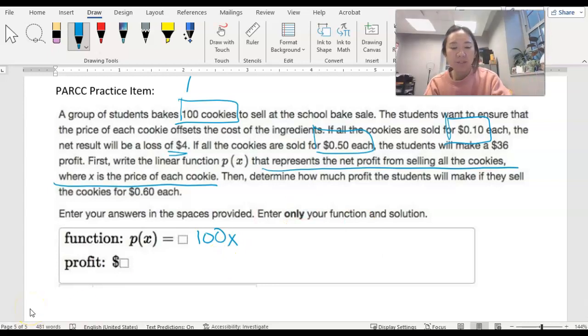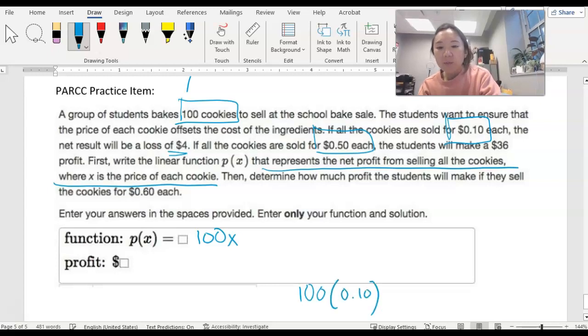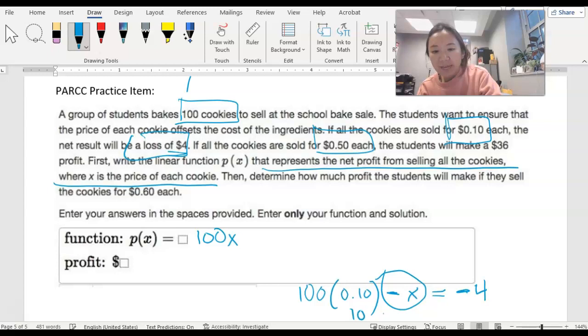So what is unique about this is we need to figure out how much we are spending to make the cookies. So if we sell 100 cookies at 10 cents each, that's how much we would make. And then we have to subtract the cost of making the cookies, which we don't know what that is. But we know that if we do that, we'll have a net loss of $4. So we'll be negative $4 in the hole. So that'll tell me how much this is if I solve for x now. So 100 times 0.10 is 10 minus x equals negative 4.